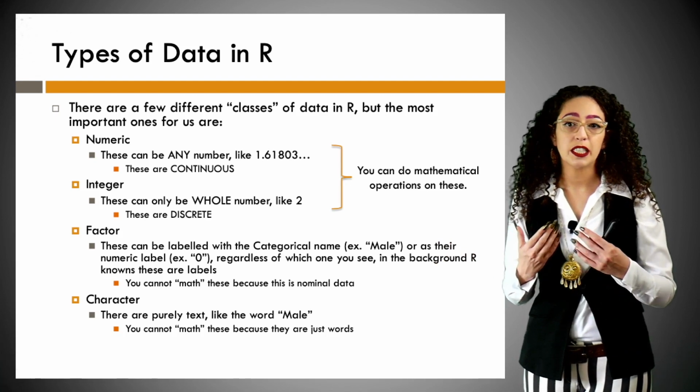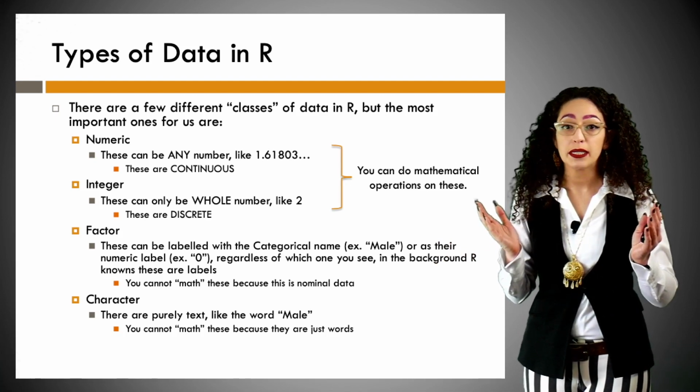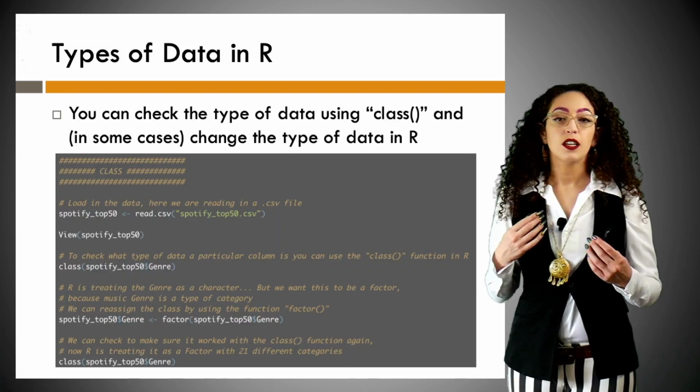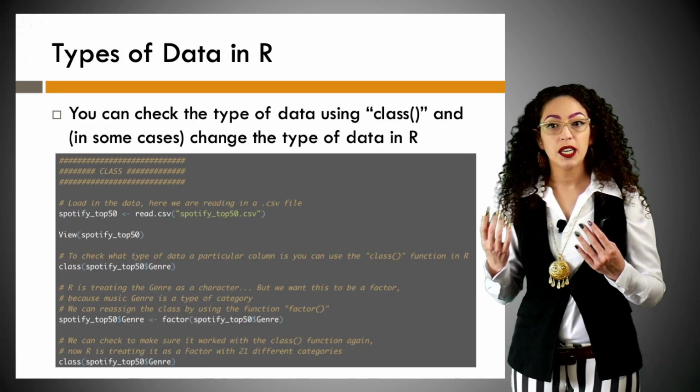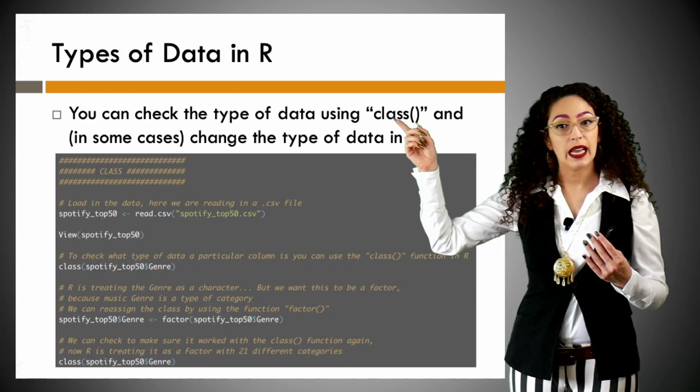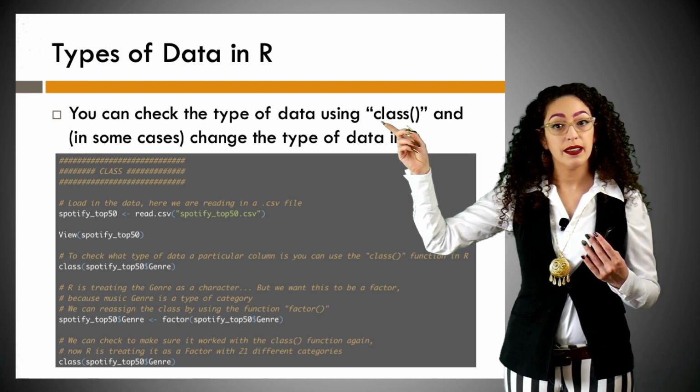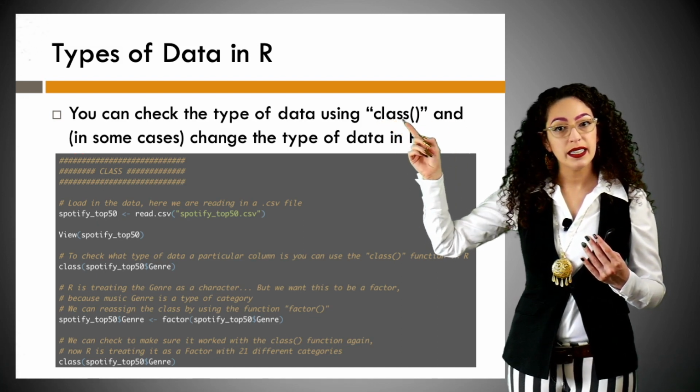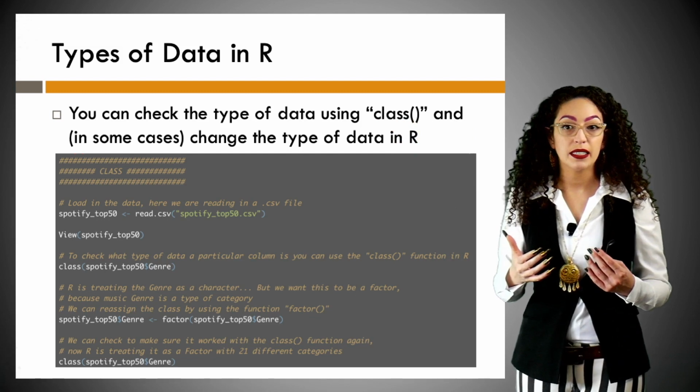And this is really just, it's called a string sometimes. It's really just a word or a name. So let's look at an example here. You can check the type of data using the function class. So you would just type out CLASS with parentheses, and in that parenthesis, you put the data that you want to check.